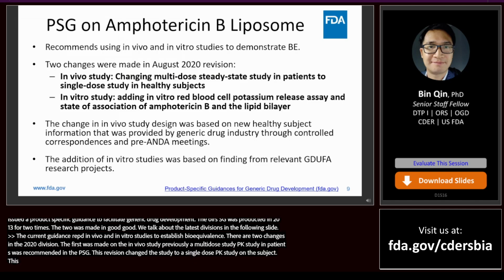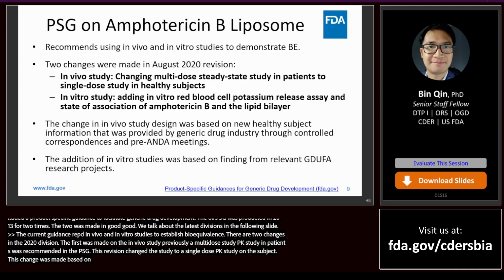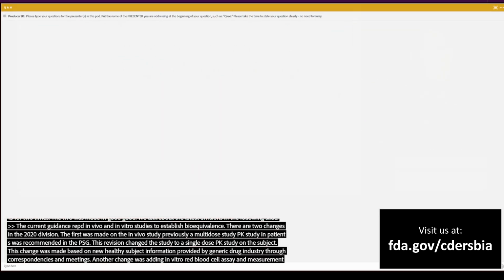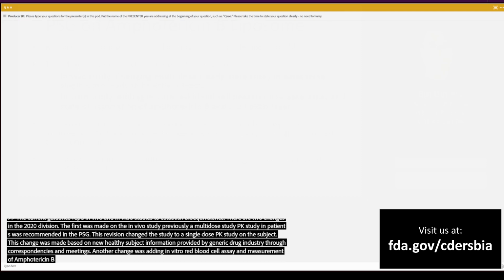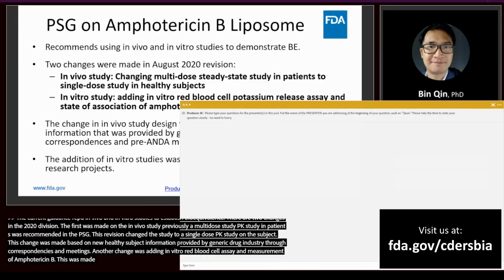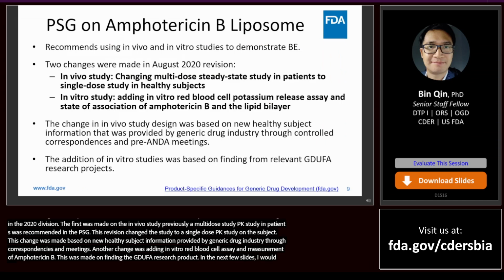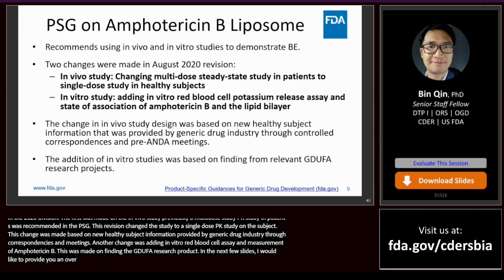This change was made based on new healthy subject information provided by generic drug industry through control correspondences and pre-ANDA meetings. Another change was adding in vitro red blood cell assay and measurement of state of associated Amphotericin B and the lipid bilayer in the in vitro studies. This change was made based on finding from GDUFA research project. In the next few slides, I would like to provide you an overview of GDUFA research for Amphotericin B liposome.